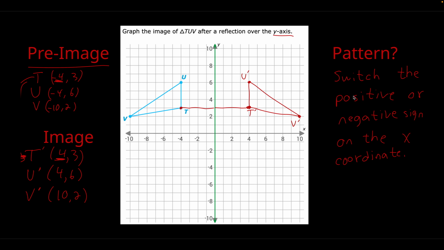So the rule in words is we switch the positive or negative sign on the x coordinate. So if it's negative, it becomes positive. If it's positive, it becomes negative.